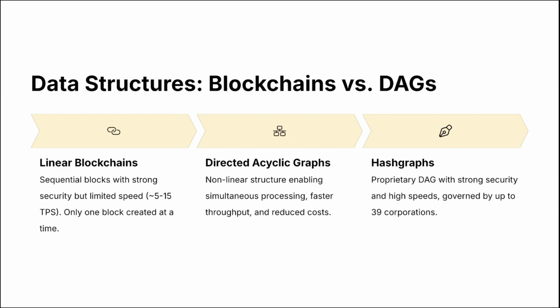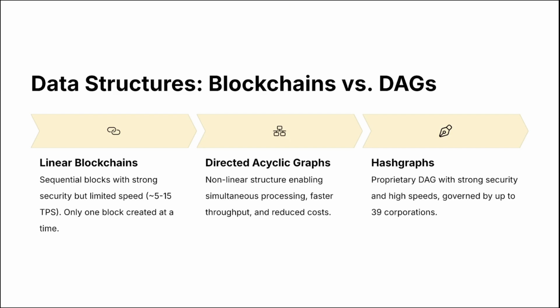It actually delivers high performance and also strong security. The main features are virtual voting and the gossip protocol, which help to achieve this performance. However, it's governed by a limited group of up to 39 corporations, which includes a degree of centralization.